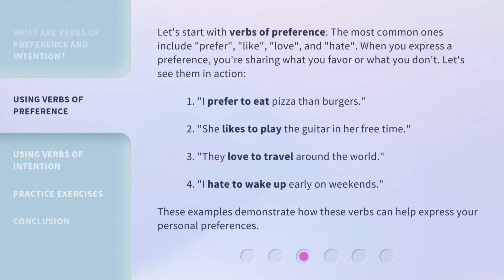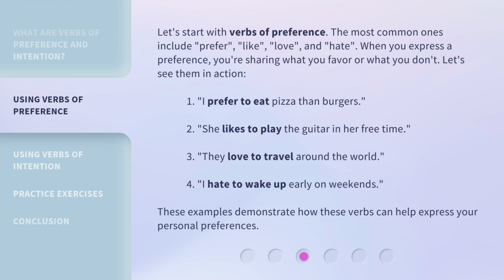Let's start with verbs of preference. The most common ones include prefer, like, love, and hate. When you express a preference, you're sharing what you favor or what you don't. Let's see them in action.